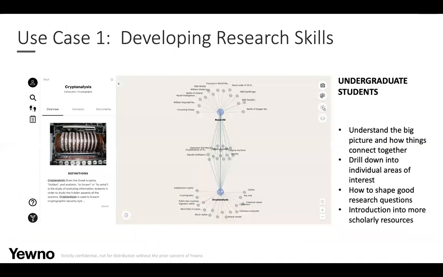So looking at some very specific examples of how technology can help develop research skills, in the first use case, undergraduate students may well start a new course and not be particularly familiar with all of the terminology, because by definition, they've just started working and researching on a completely new subject.